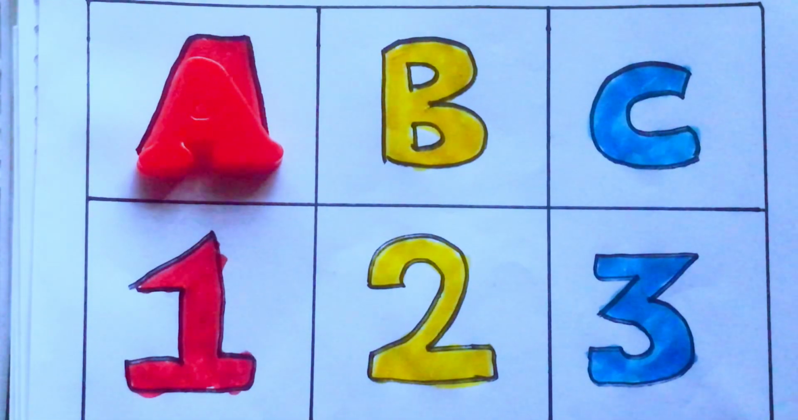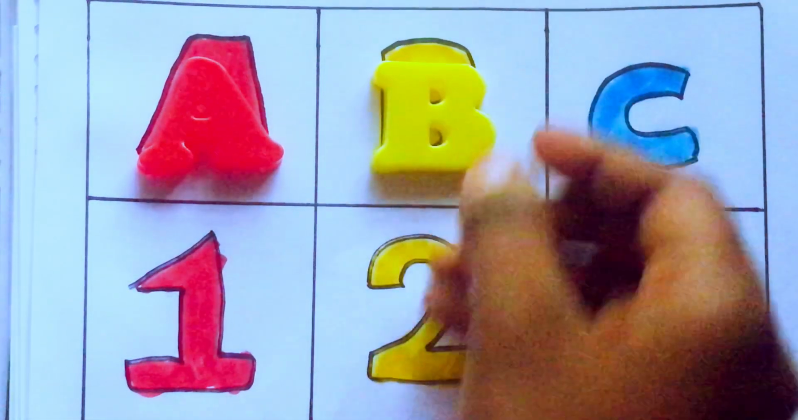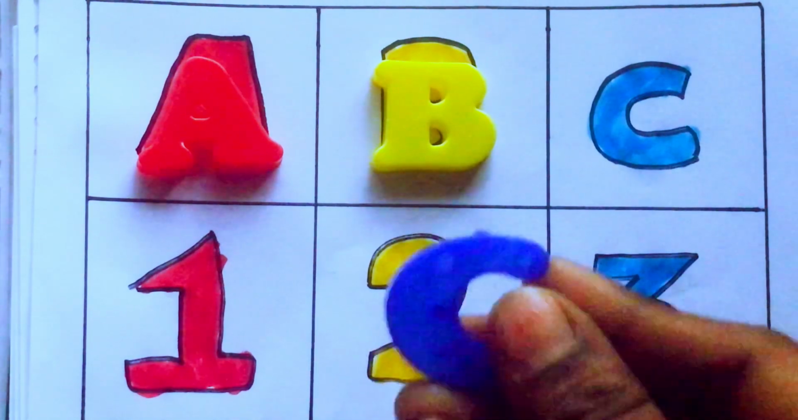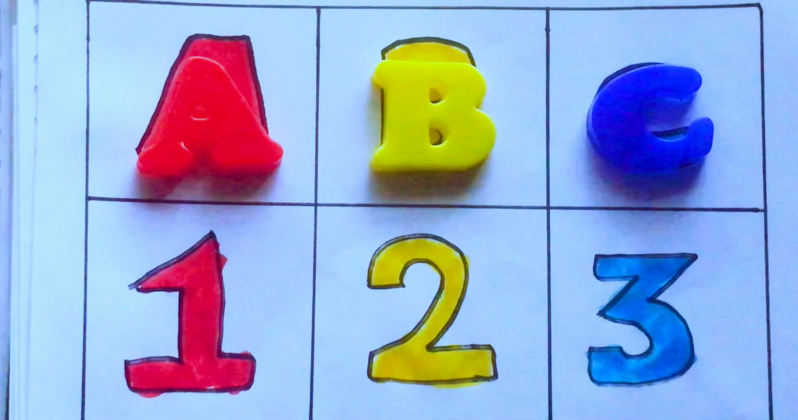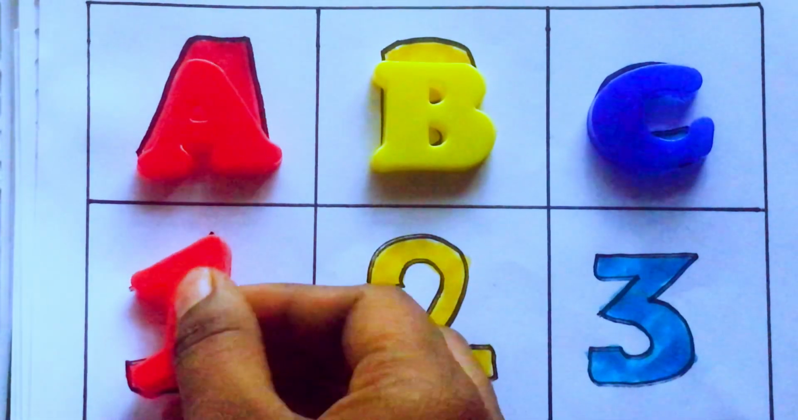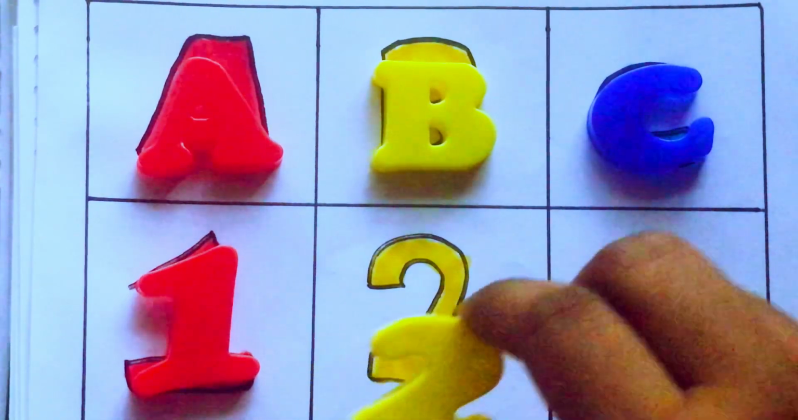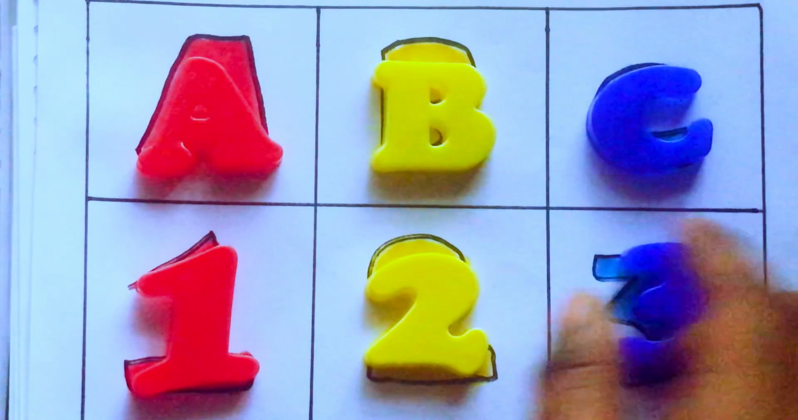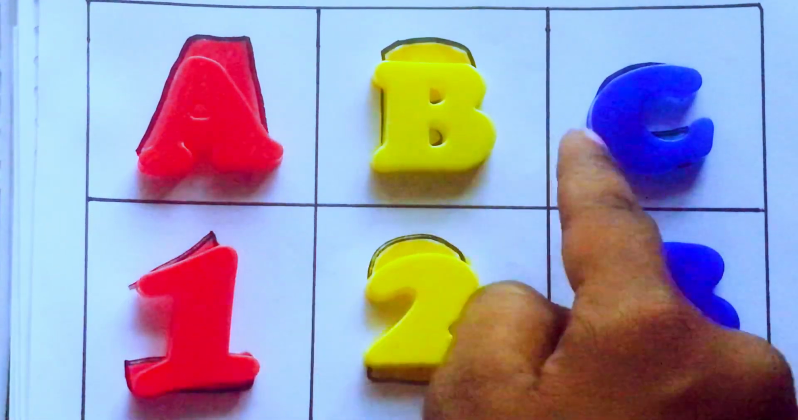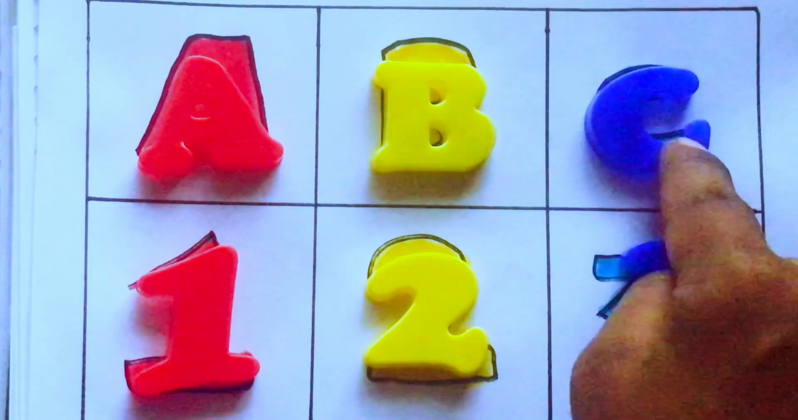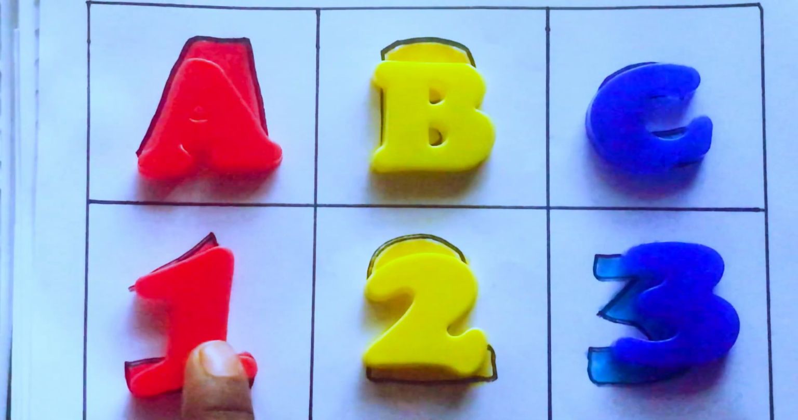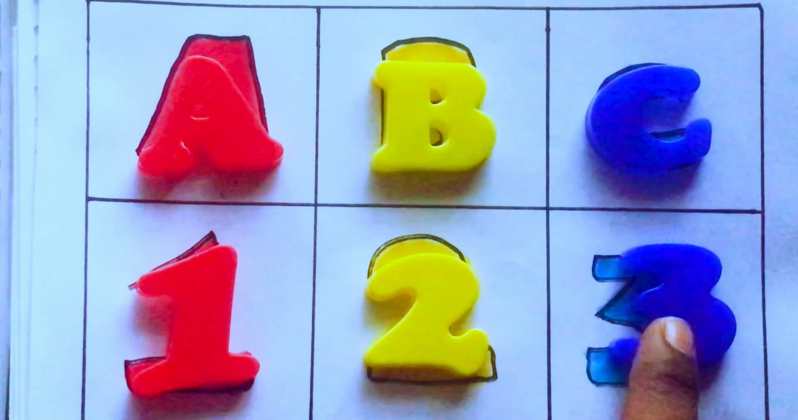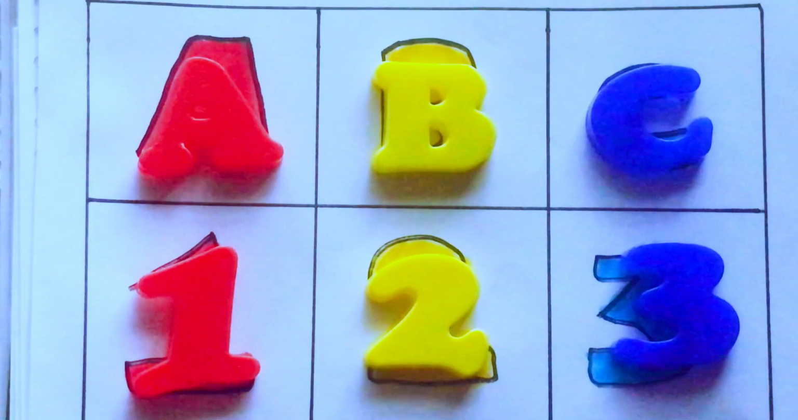Red color, A. Yellow color, B. Blue color, C. 1, 2, 3. A for apple, B for ball, C for cat, one worm, two 2, three 3.